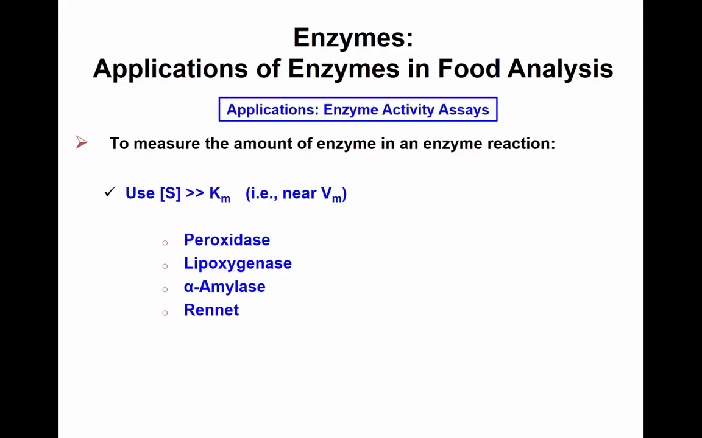And it would be zero order with respect to the enzyme. So you need to have enough enzyme concentration so that it's not the limiting factor that's impacting the rate of the reaction.